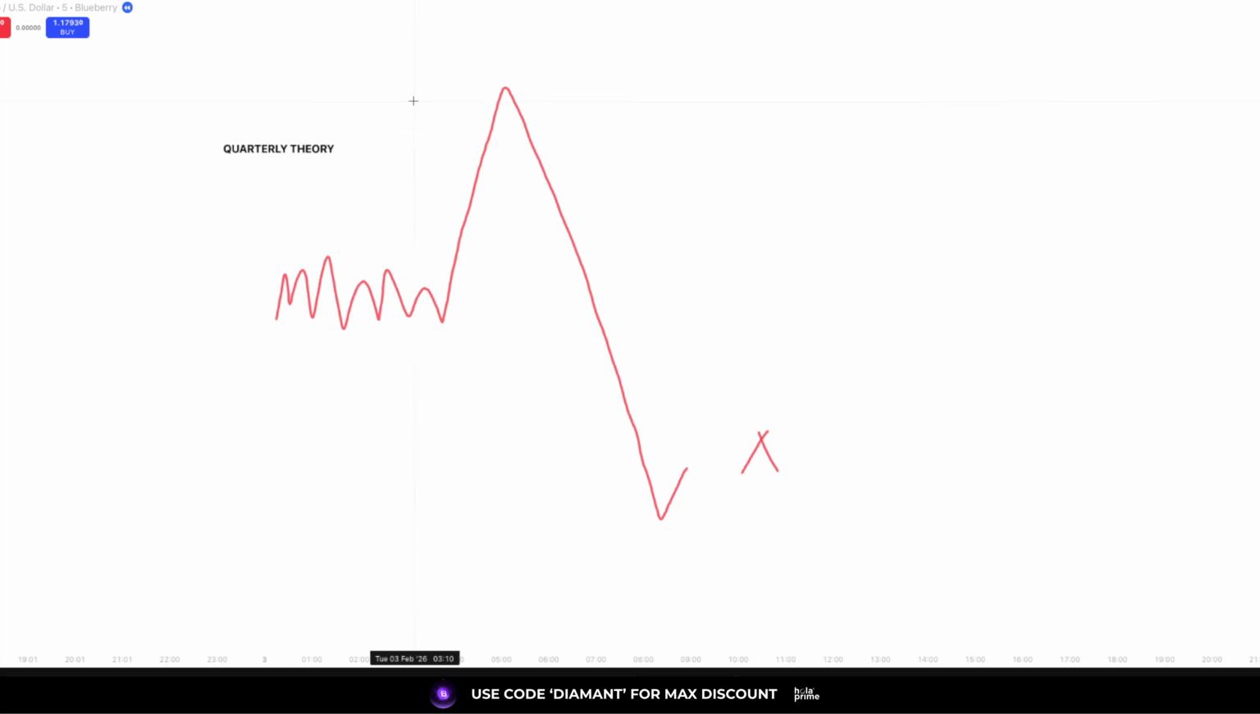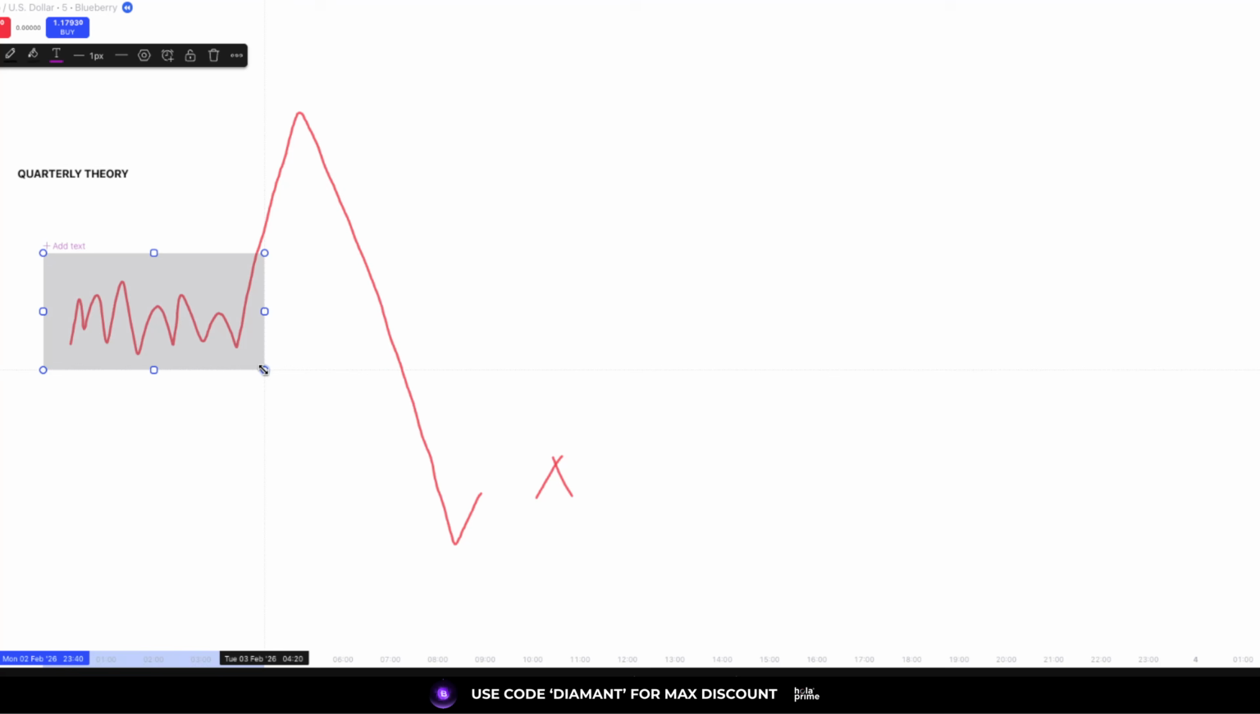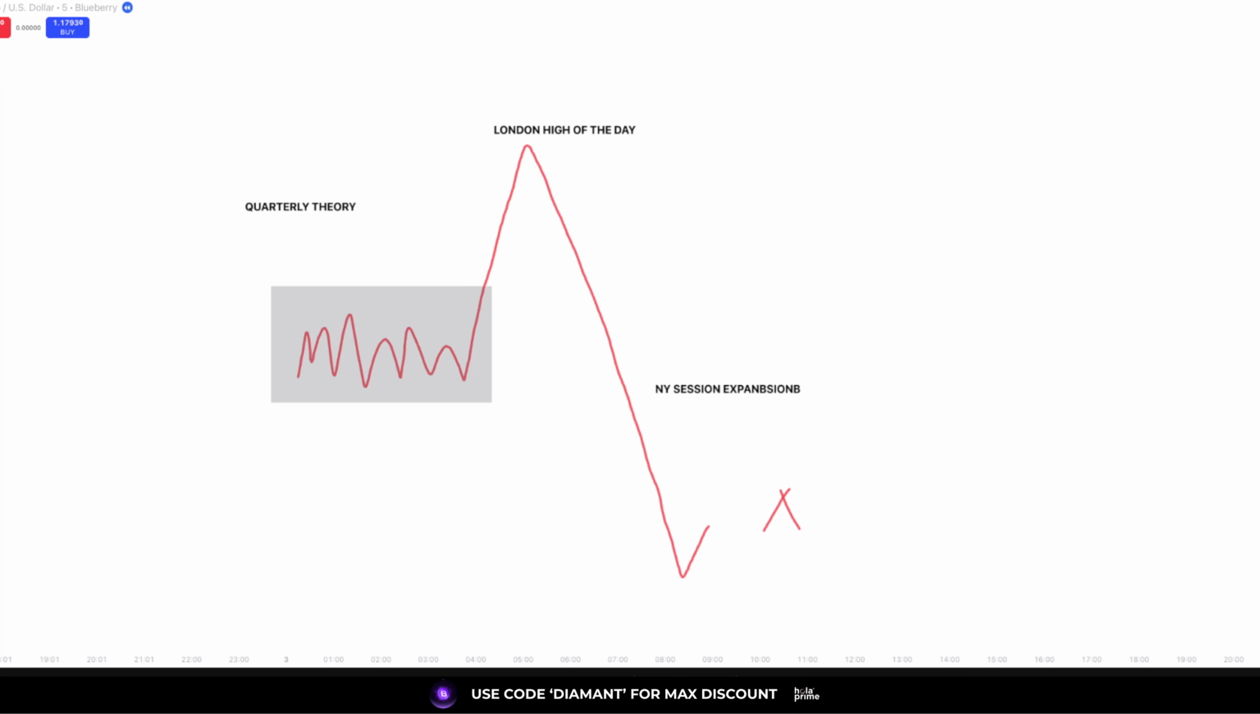It can either be a retracement, it can be another consolidation, or it can be a continuation. Now, usually how this actually aligns into the intraday theory is pretty simple. Our Asia range will typically like to consolidate. Our London session will usually create the high of the day, so London high of the day. And then eventually our New York session will actually expand. So we've got the expansion at this point over here. And obviously we've got the consolidation in the beginning of the day.